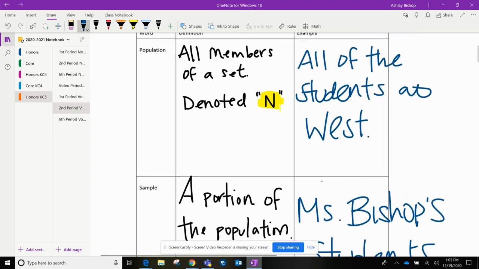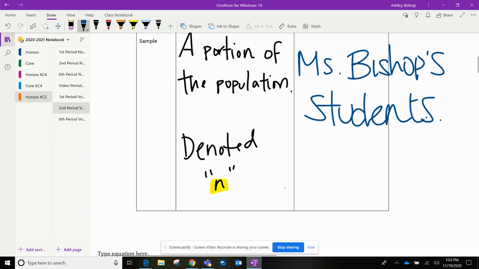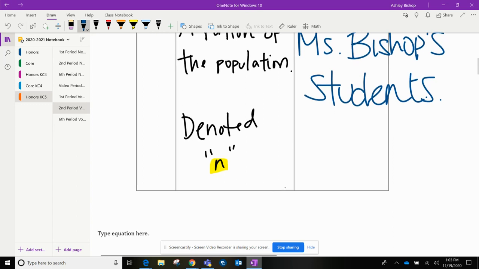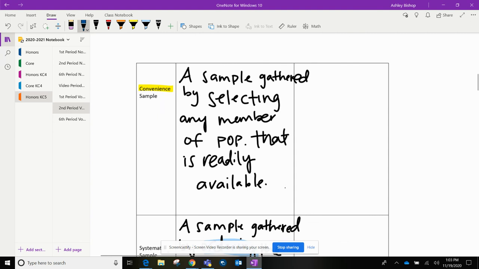Remember, it's not very feasible that I can go and survey all 3,500 of you, but I can take a sample by just asking my students, which is about 128 of you, how many of you are enjoying remote learning. So I can take a sample. We have to choose our samples wisely, and there are a couple of different ways to choose our sampling methods. We're going to go through the next few problems and have notes on the different types of methods.